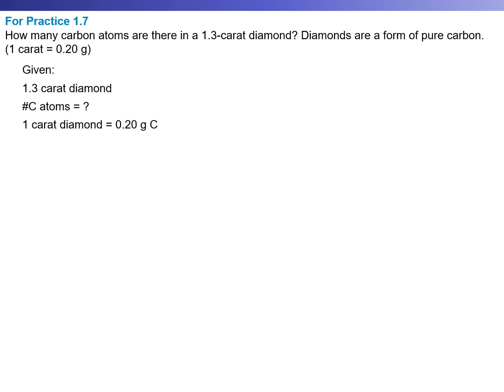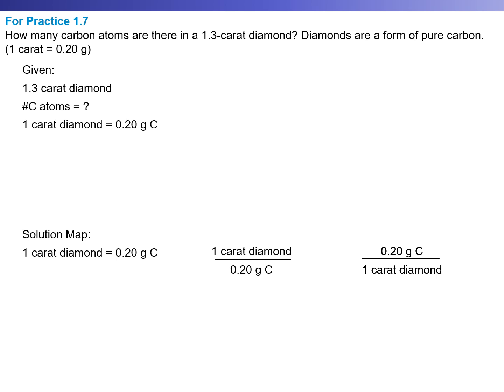So with that in mind, let's set about creating a solution map. So the first piece of information we're going to use is this right here, that 1 carat of diamond is equal to 0.20 grams of carbon. And we know that when we have information that relates two different types of units, we can create two different conversion factors. And in this case, we can create one where the carats are on top and the grams are on the bottom, or we can create another one with the grams on top and the carats on the bottom. Now, our given value is in carats, and we want to eliminate carats in this first step. Regardless of what units we get ultimately in this first step, we know that we need to get rid of carats. So we need to pick the conversion factor that puts the carats in the denominator, and that's going to be this conversion factor right here.